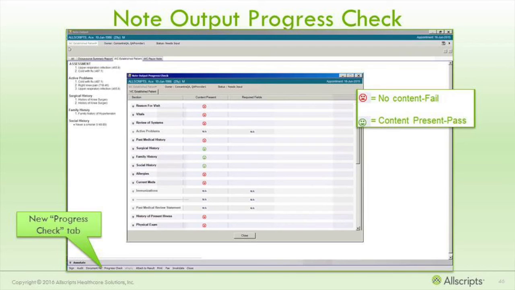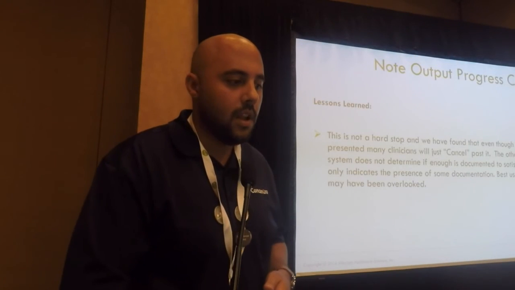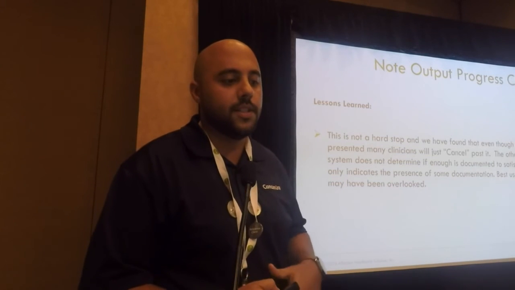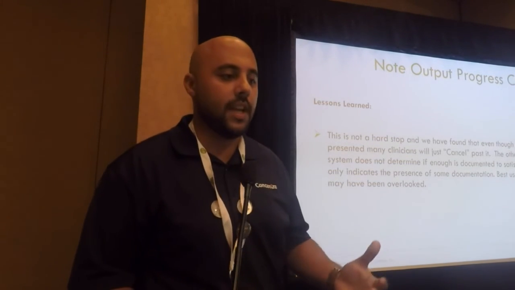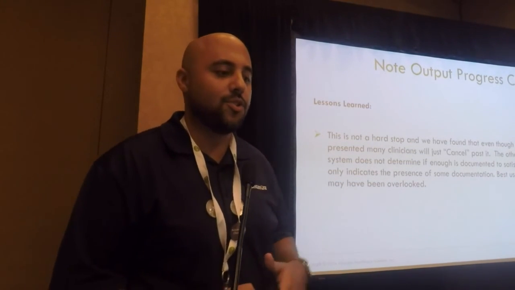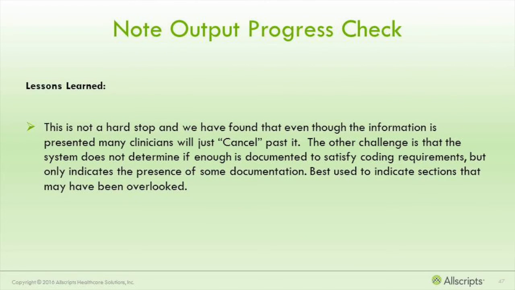In the viewer, there is a new tab now called progress check. So the user, when they're reviewing their output document, can click on that manually and review this again at any time. So again, what we've learned: this is not a hard stop, and even though we present it to clinicians, we found many users will just click cancel past it.